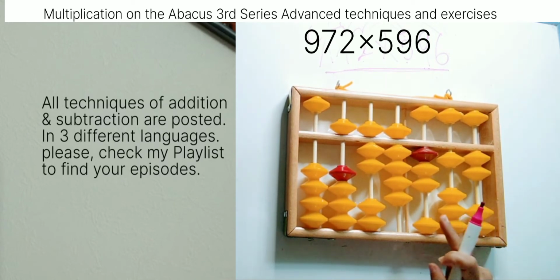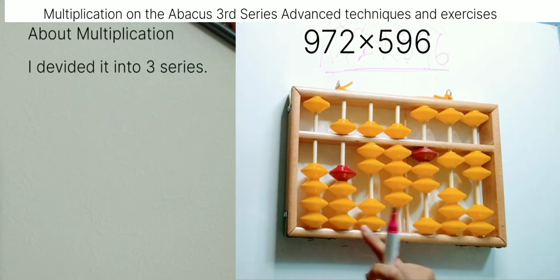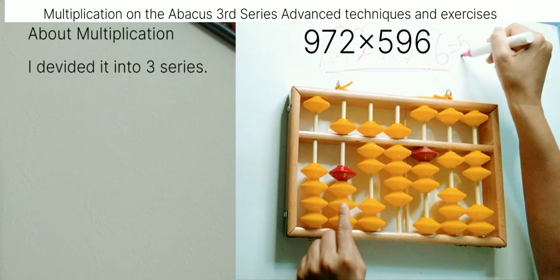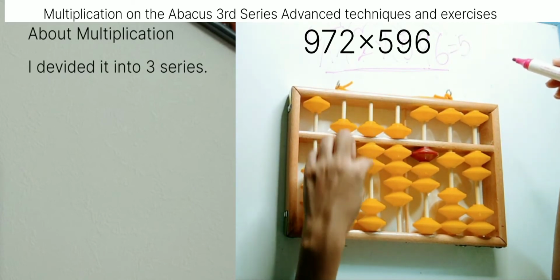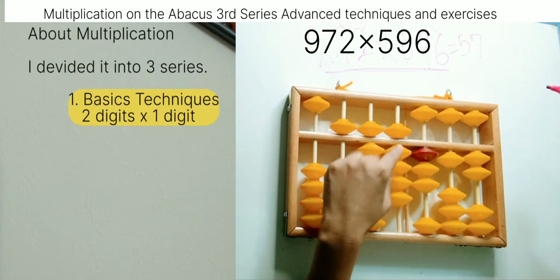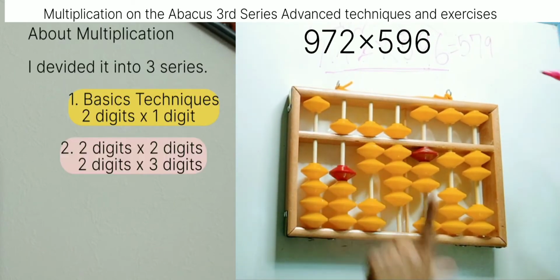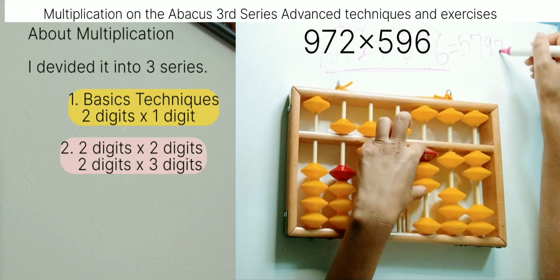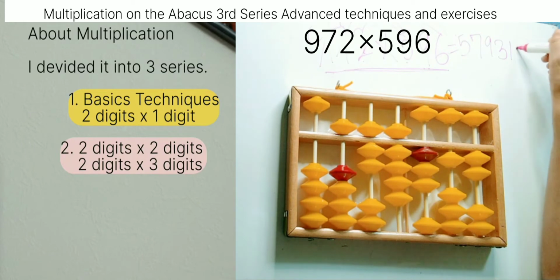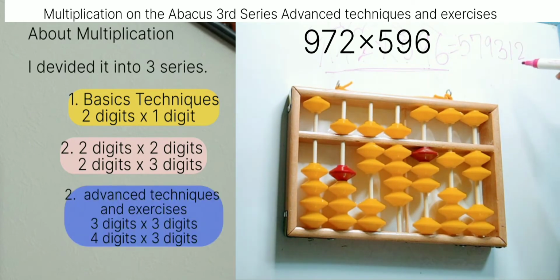Ones, tens, hundreds, 1,000, 10,000 and 100,000. So on the 100,000 position we have 5, 10,000 position 7, 1,000 position 9, 100 position 3, tens position 1 and ones position 2. 5, 7, 9, 3, 1, 2 is your answer.